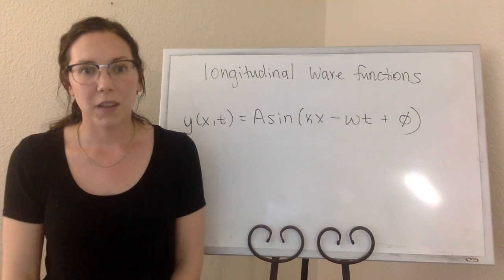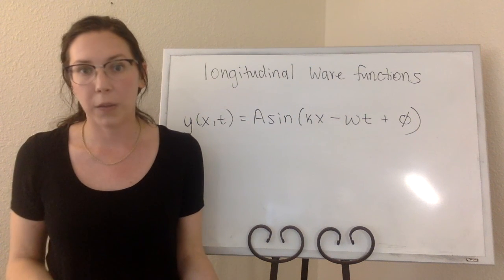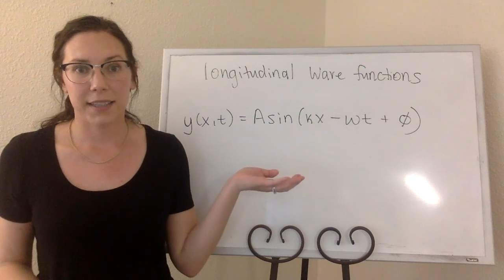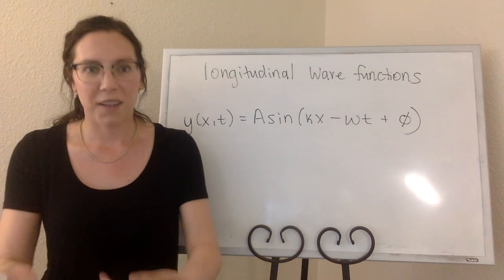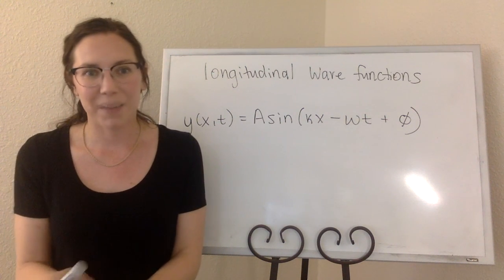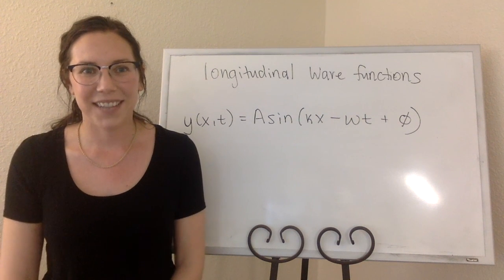The displacement of a longitudinal wave is the same as we've seen before for other sinusoidal waves. Here, y at x and t can mean the displacement of the particle from equilibrium in that one dimension that we're looking at. It doesn't have to be vertical. In the next section, we'll look at how this applies to standing sound waves.